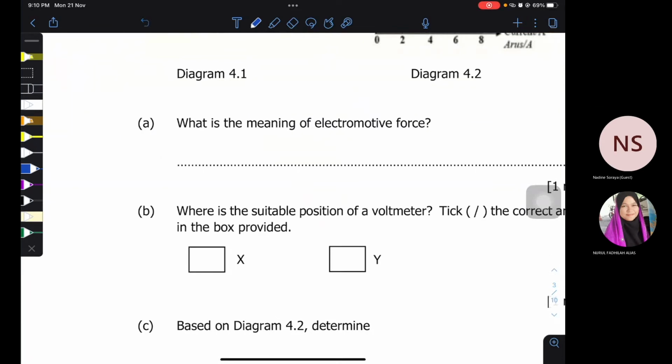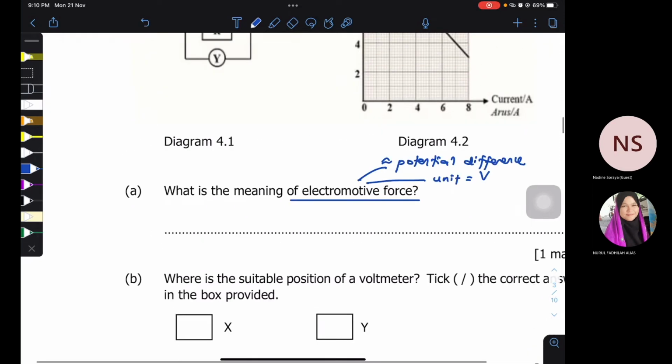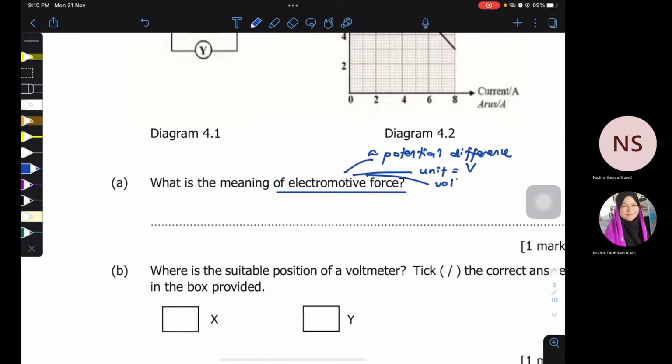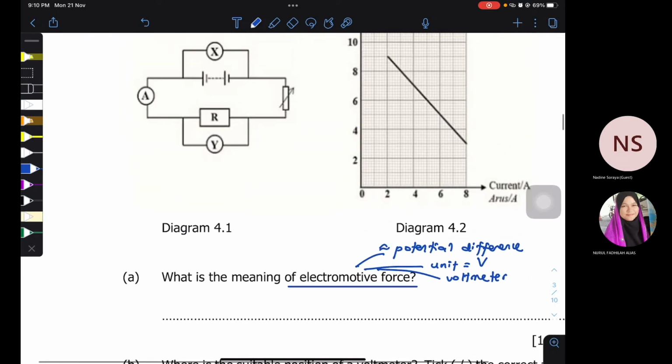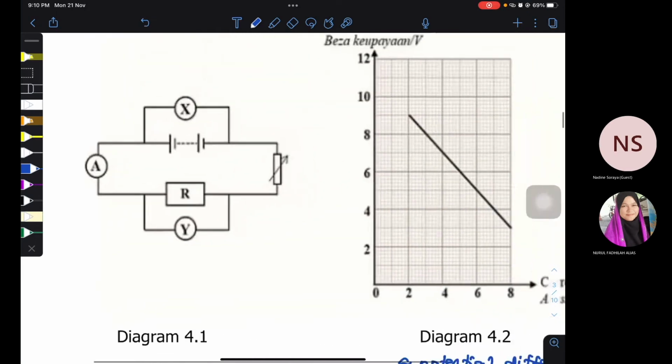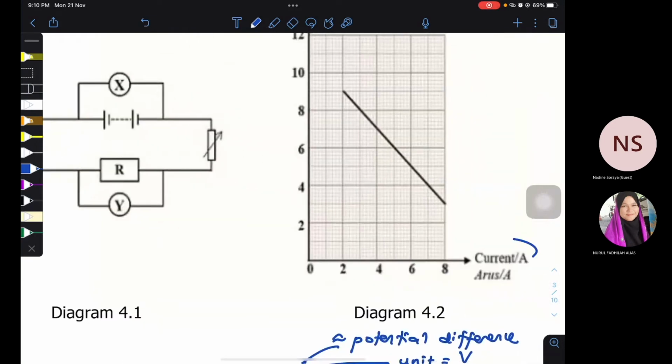Tapi one thing you should know, EMF ni dia sebenarnya adalah potential difference. And the unit EMF ni, EMF sama je dengan potential difference. Dia similar to potential difference and unit dia adalah sama, exactly the same, which is volt. And nak measure electromotive force pun kita guna voltmeter juga. So, apa je yang berbeza? Yang membezakannya, we call it electromotive force bila current to 0. Kat sini, this is current.